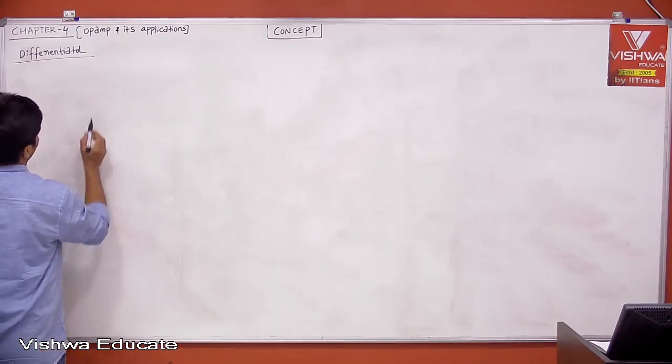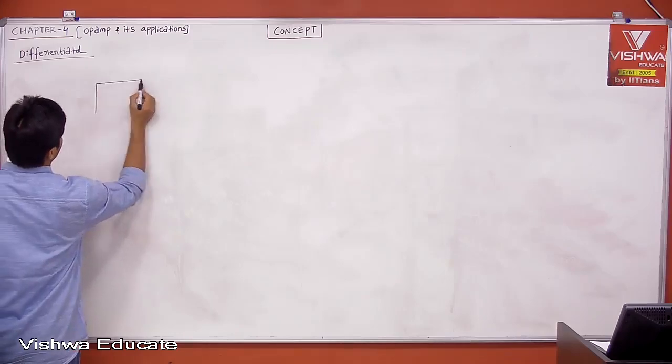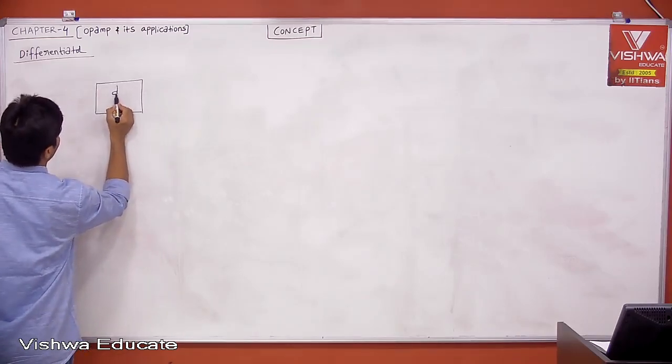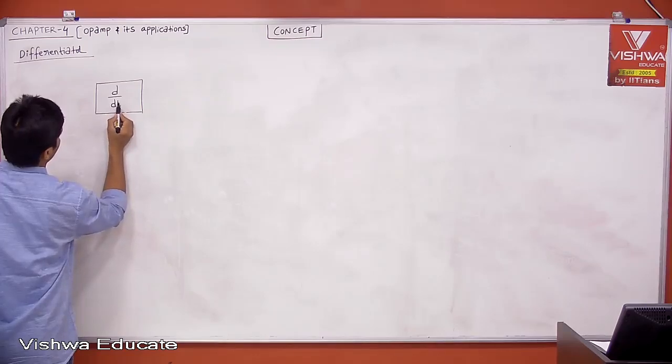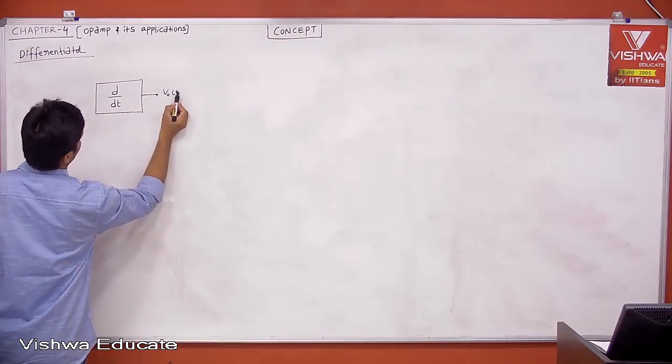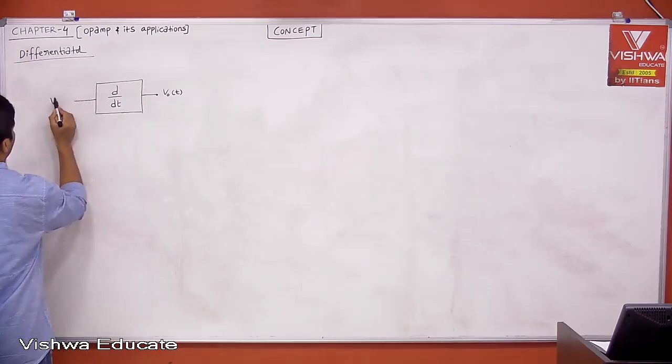What is a differentiator? Again, same thing. The circuit which differentiates your input signal, that is what a differentiator is, right? What is the symbol? d by dt. Time domain, right? Therefore, let us say this is V naught of t and Va of t.